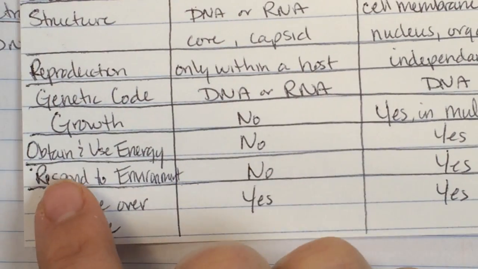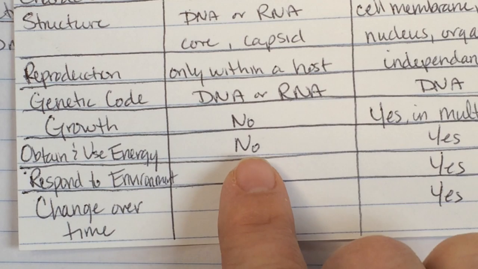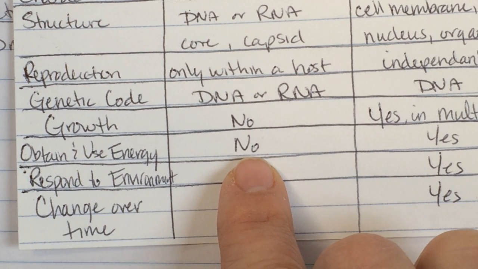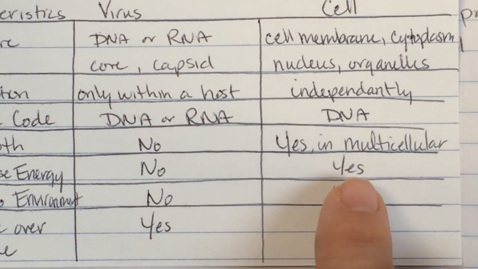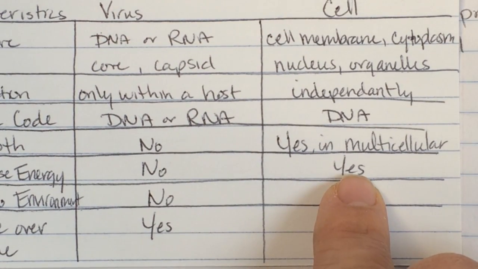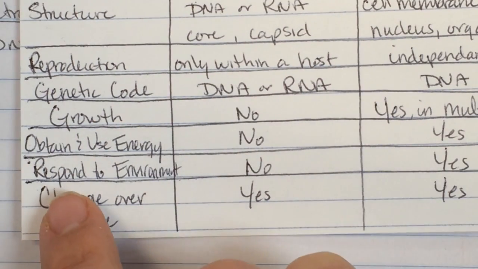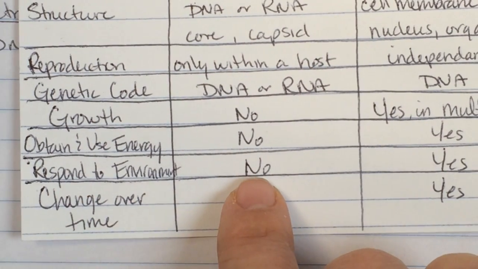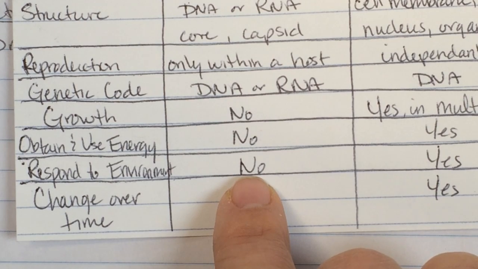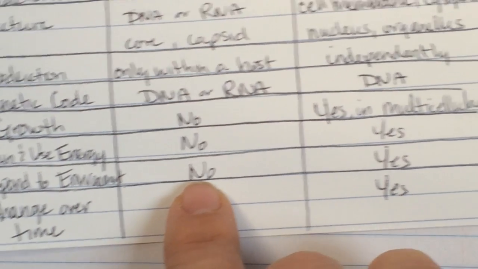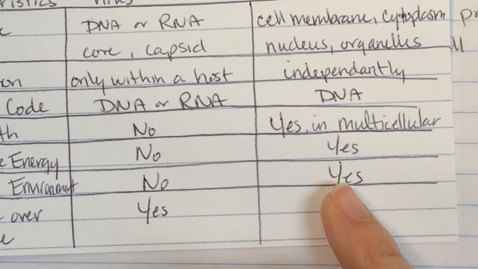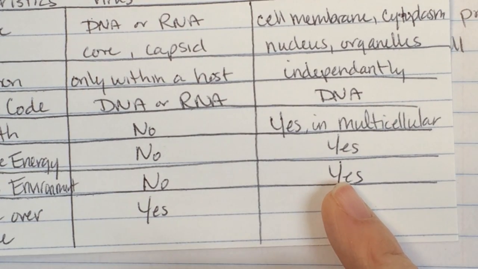When it comes to energy, obtain and use energy, viruses don't need to. Once they take over the cell, they use the energy that's available there to reproduce, but that's it. Regular cells, though, we need outside energy, or we need to be an autotroph and produce our own energy. Respond to environment. Viruses do not. Doesn't matter if you're too hot or too cold. They will mostly be okay unless you get so hot that you denature the proteins, whereas cells are very dependent and do respond to the external environment.